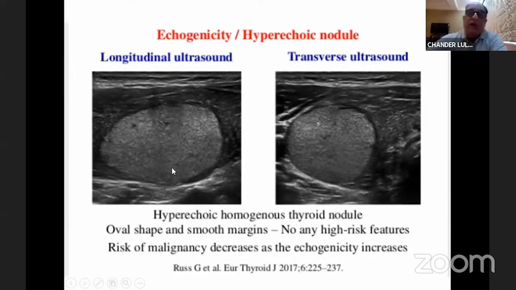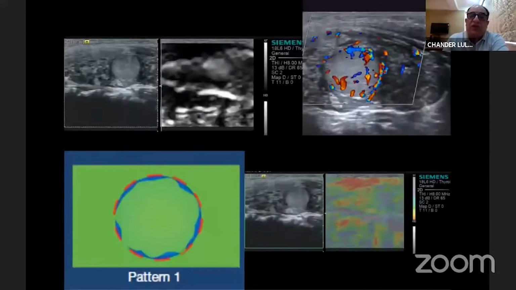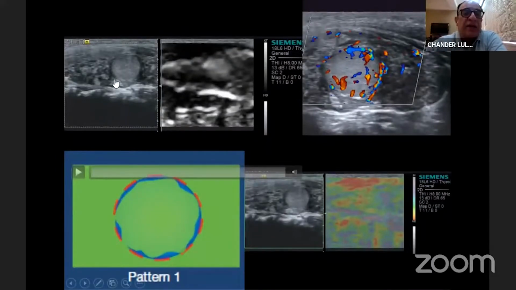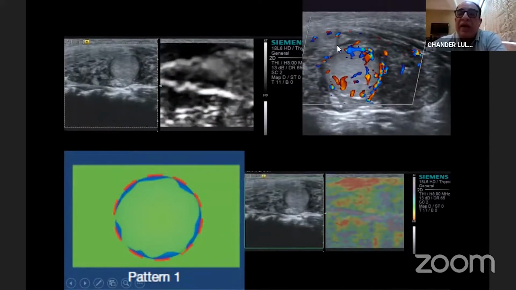It is oval, echogenic, and brighter with smooth margins, no risk features for malignancy. And that again is another lesion here. Elastography shows it to be soft, it is bright. It has vascularity, but essentially predominantly peripheral.